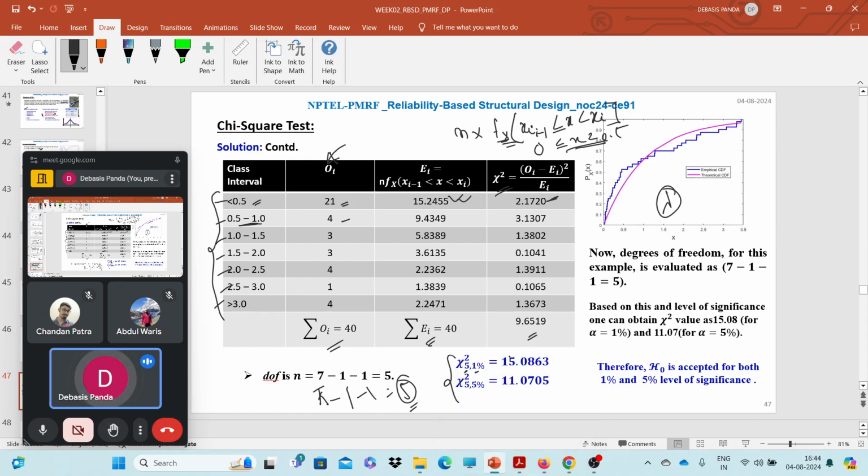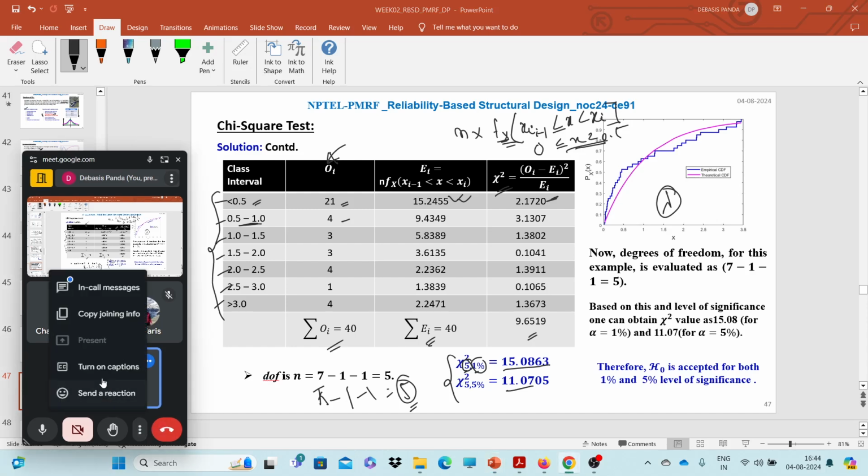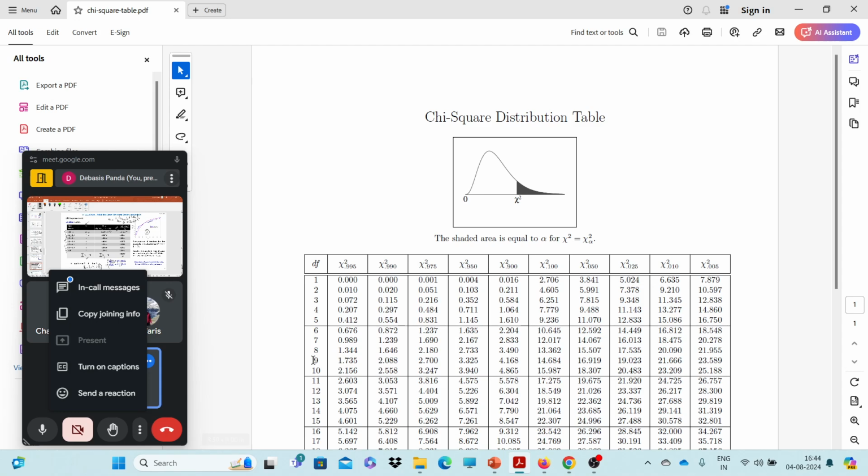Just remember these values: for degree of freedom 5 and 1% it is 15.08, and for degree of freedom 5 and 5% it is 11.07. We will find it from the table. How can we find it out? Just wait. Here is the chi-square table.